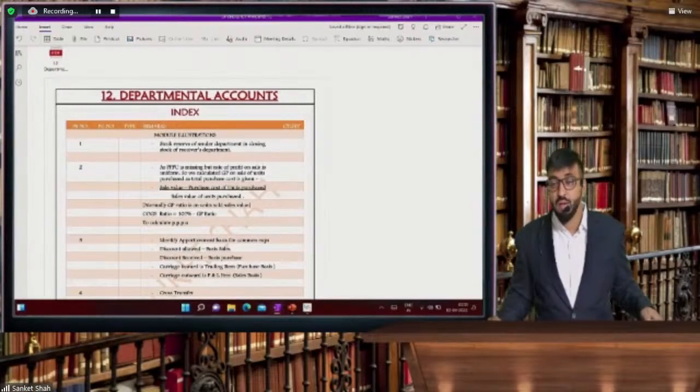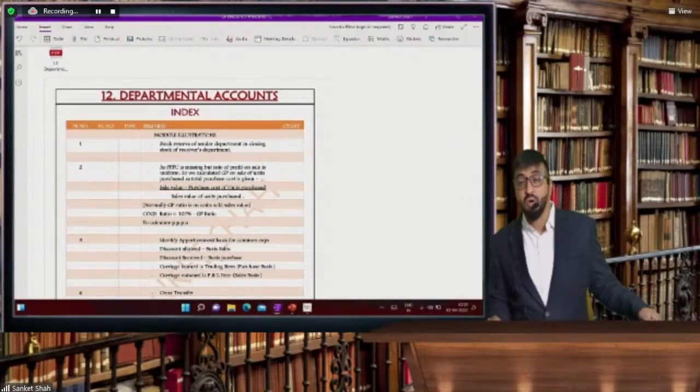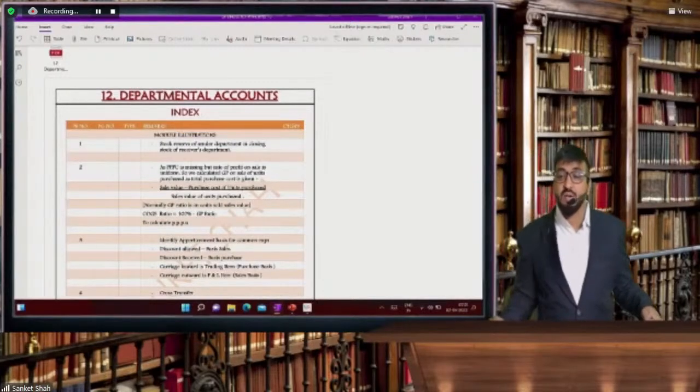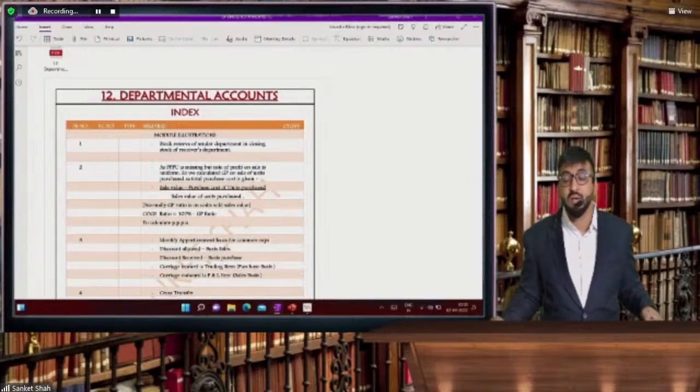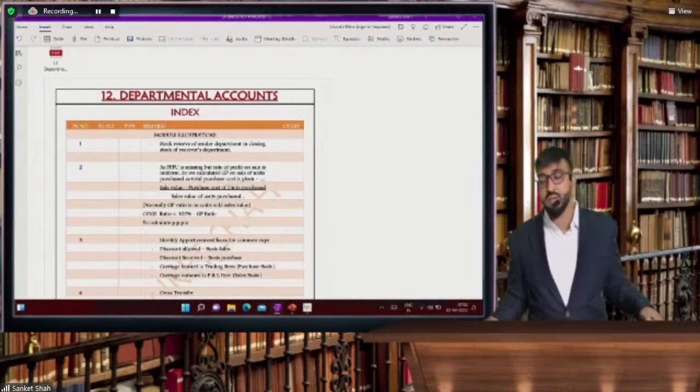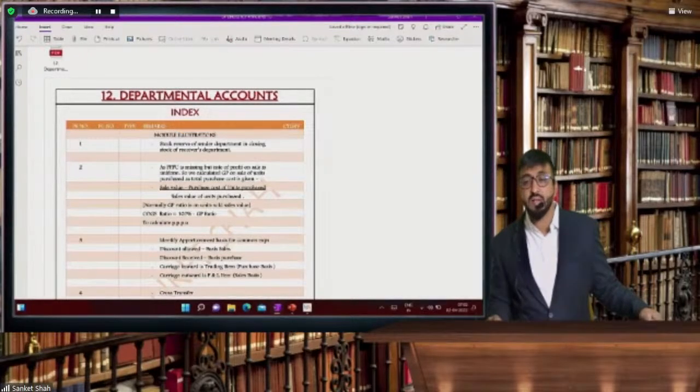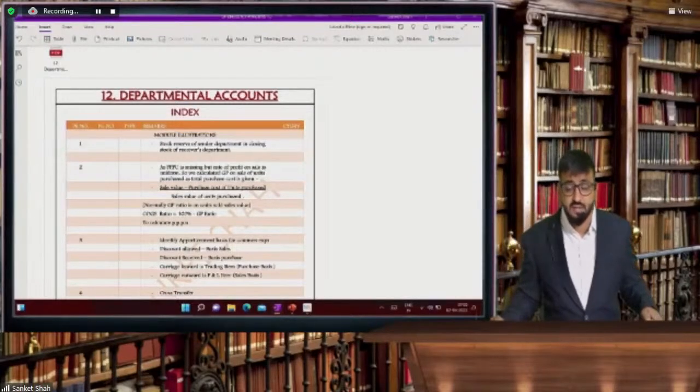The balance sheet pro forma is very important in all these chapters. Equity and liabilities: shareholders' funds, share capital, reserves and surplus; non-current liabilities: long-term borrowings, deferred tax liability, other long-term liabilities, long-term provisions; current liabilities: short-term borrowings, trade payables, other current liabilities, short-term provisions. Assets: non-current assets, property, plant and equipment, intangible assets, capital WIP, intangible assets under development, non-current investments, deferred tax asset, long-term loans and advances, other non-current assets. Current assets: current investments, inventory, trade receivables, cash and cash equivalents, short-term loans and advances, other current assets.